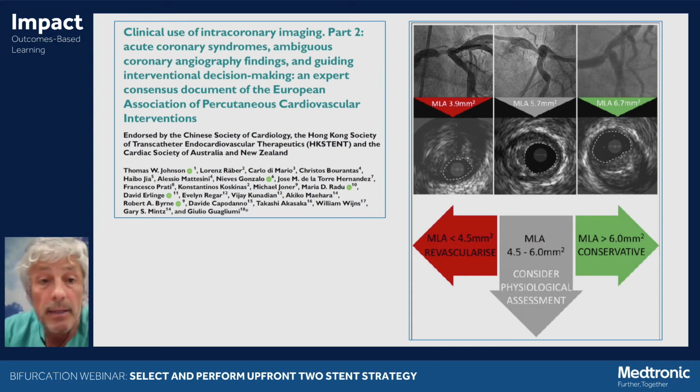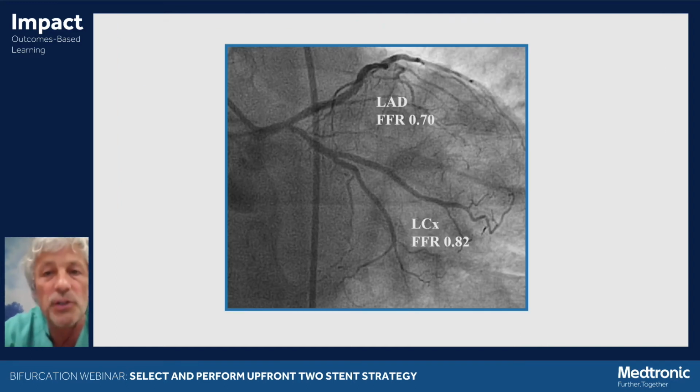In this consensus document, in which I had the opportunity to participate, we concluded that in those cases with MLA between 5 and 6, like in this case, it was 5.5, we have to consider physiological assessment because MLA there is in the border, and we need some more additional information. In this case, FFR was really positive in the LAD, 0.7, and was negative, but borderline negative, 0.82 in circumflex.